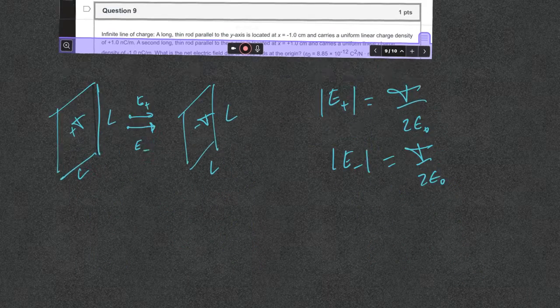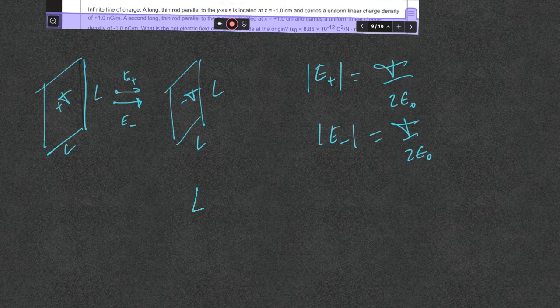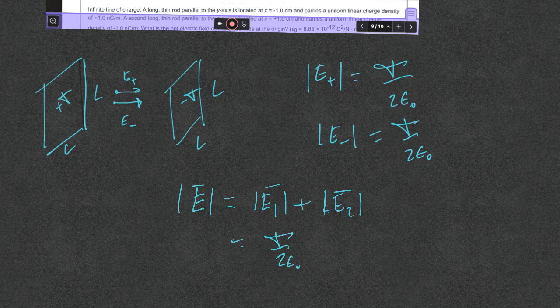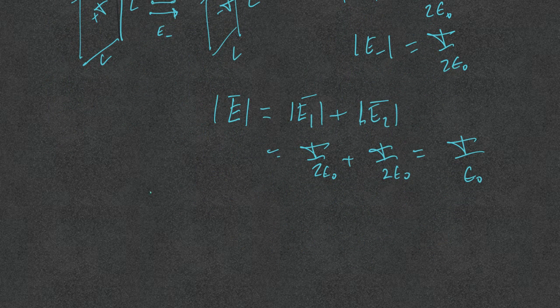And because the two electrical fields go in the same direction, the magnitude of the total electrical field will be the magnitude of E1 plus the magnitude of E2. So the electrical field will be sigma divided by 2 epsilon 0 plus sigma divided by 2 epsilon 0. So it will be sigma divided by epsilon 0.